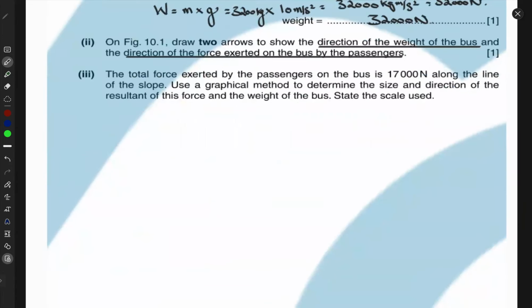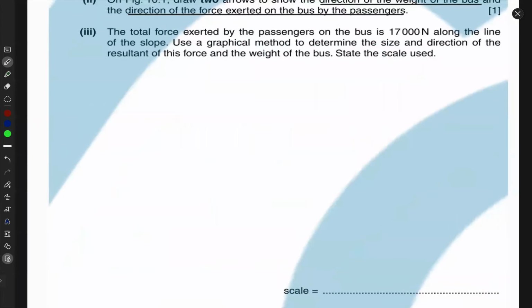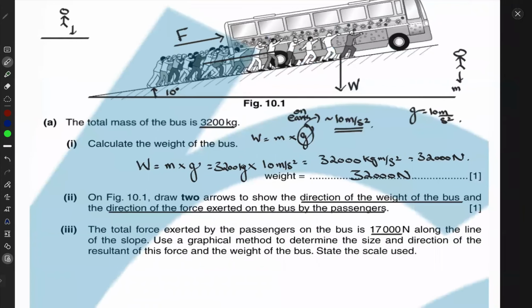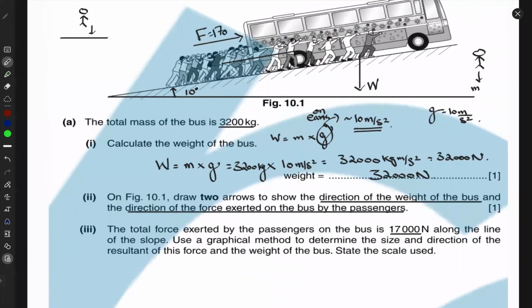All right. So next, we have this thing where the total force exerted by the passengers on the bus is given as 17,000 newtons. So they have given you a value for this force, and they're saying that it's 17,000 newtons along the line of the slope. Use a graphical method to determine the size and direction of the resultant of this force and the weight of the bus. So you want to find a resultant vector which you get from this vector F and this vector W.